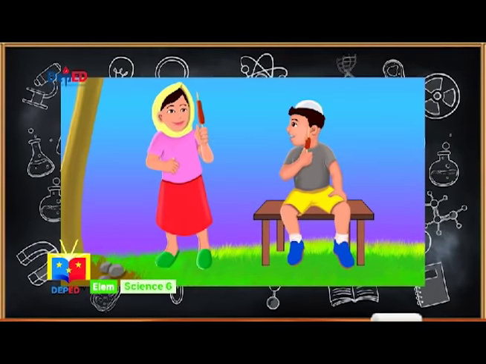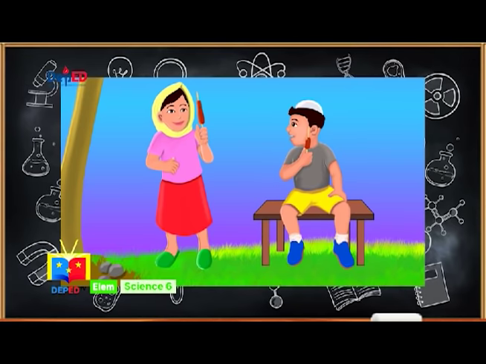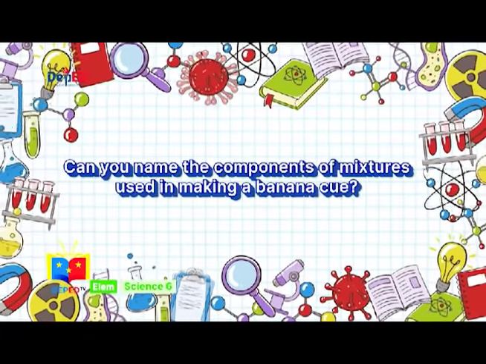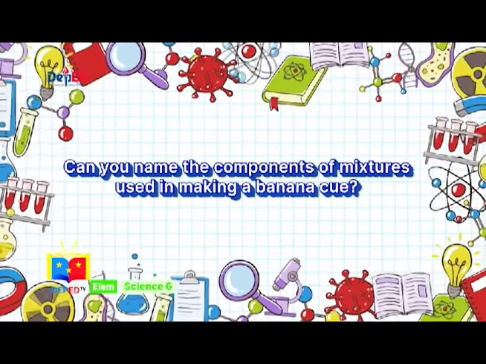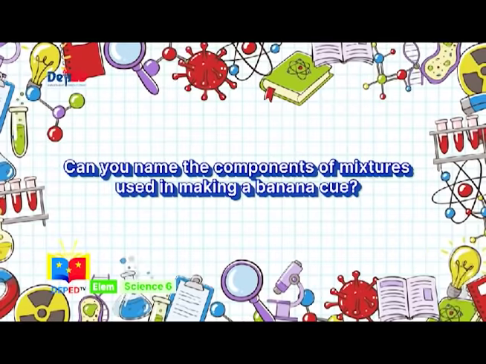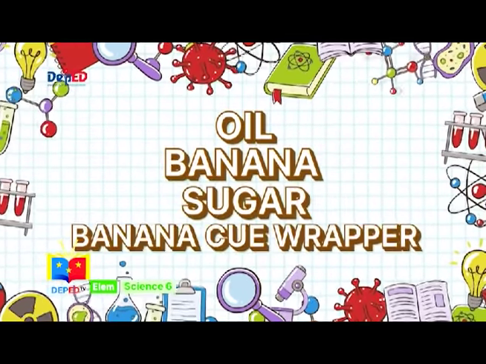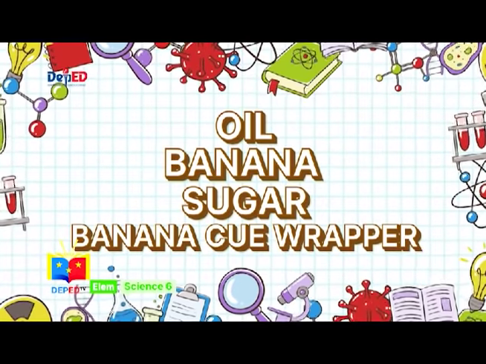Sahaya likes to eat banana cue during recess time together with her friend Akman. Can you name the components of mixtures used in making banana cue? If your answers are oil, banana, sugar, and banana cue wrapper, then you are awesome!